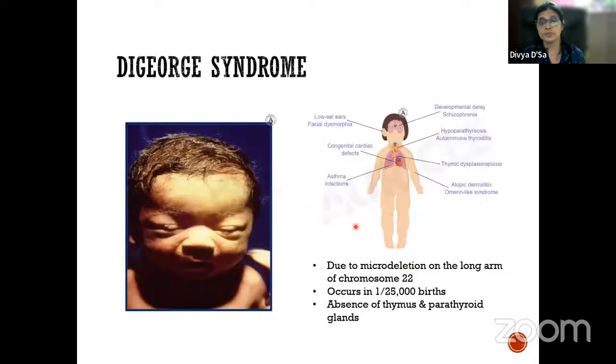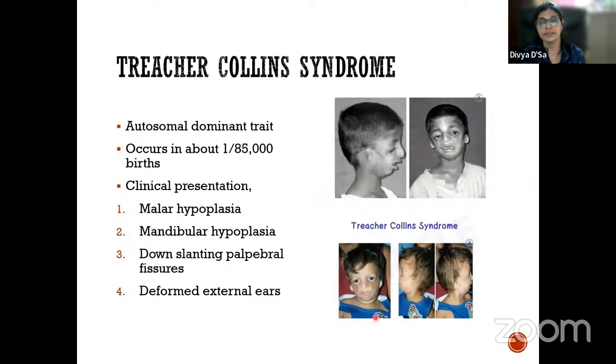Then DiGeorge syndrome, there is the microdeletion of the long arm of chromosome 22. It occurs in 1 in 25,000 births. There is absence of thymus and the parathyroid glands here. Treacher Collins syndrome, it is an autosomal dominant. It can occur in 1 in 85,000. So malar hypoplasia, okay? So these cheekbones. Then mandibular hypoplasia is there. Then the palpebral fissures, if you see, they are downward slanting, and ears are deformed.